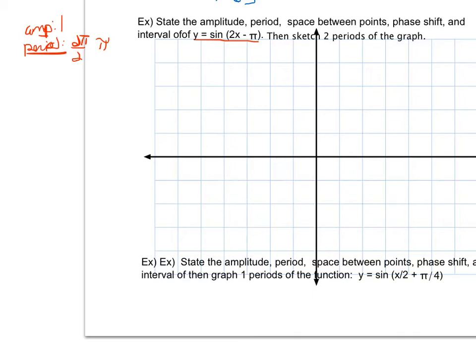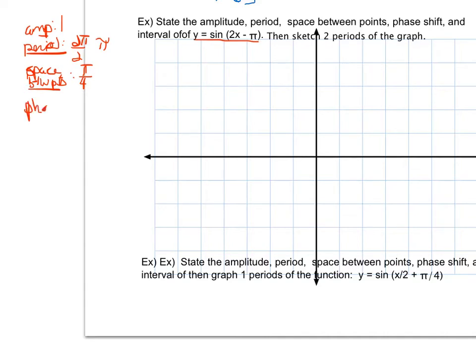So from period, then I can find my space between points. And it's going to be just taking my period and dividing by 4, so every pi over 4, which is halfway between, it's half of a pi over 2 increment. I can see that from my unit circle, or I can take 1/2 times pi over 2. So there's my space between points.